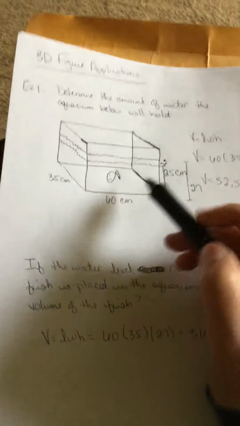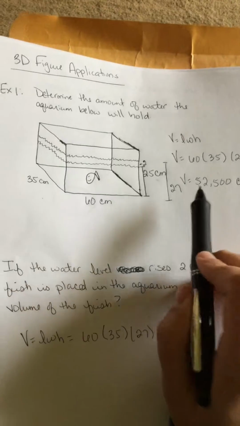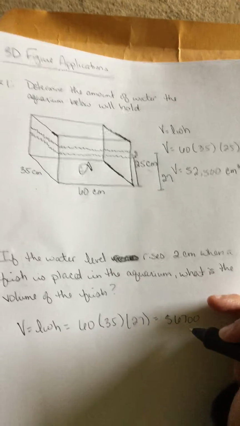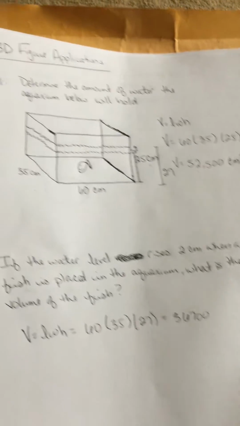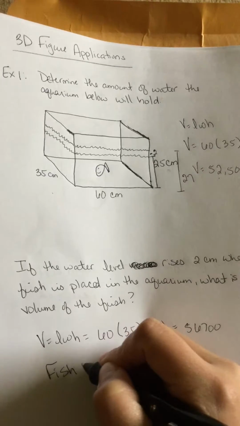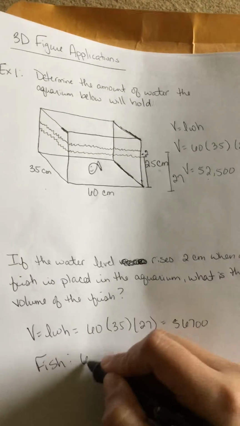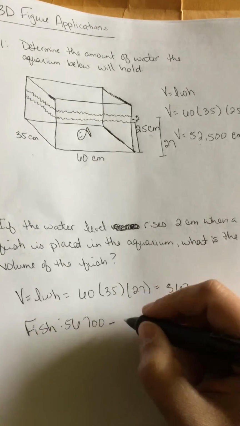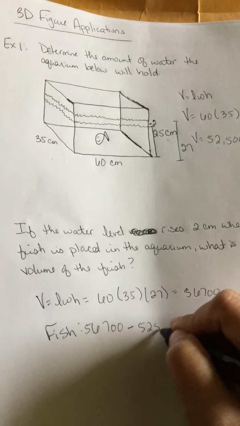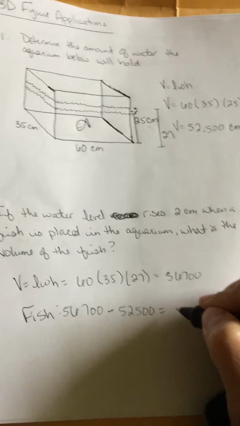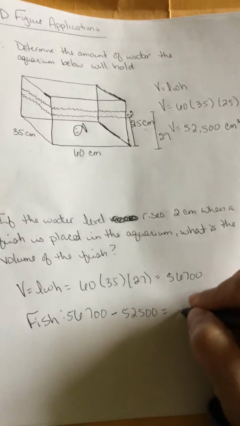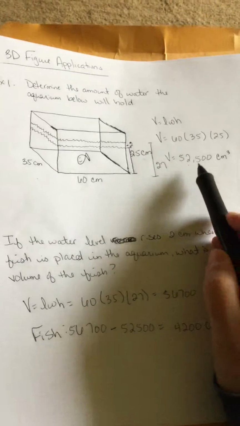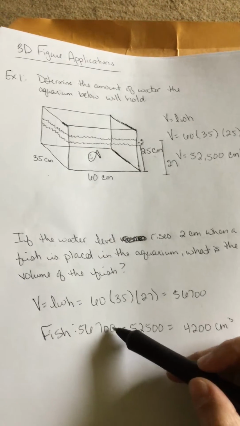So that would be the total volume of the tank, which means if we knew the original volume with no fish was 52,500, and with the fish it's 56,700, to find the volume of the fish, you would do 56,700 minus 52,500, which is equal to 4,200 centimeters cubed. That's one option. You can do it that way. Take the original volume, subtract it from the volume with the fish in it.